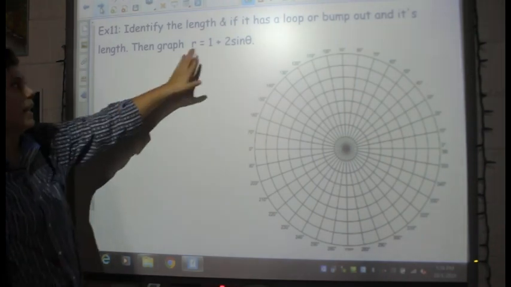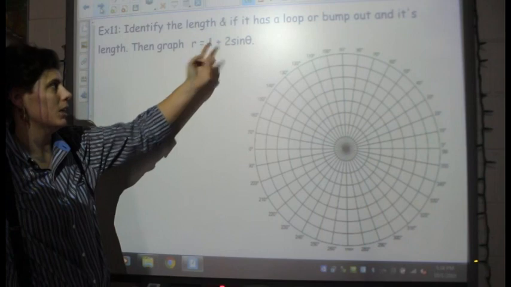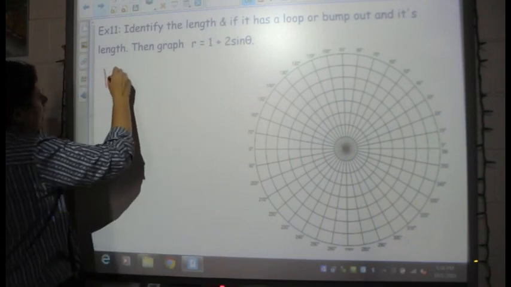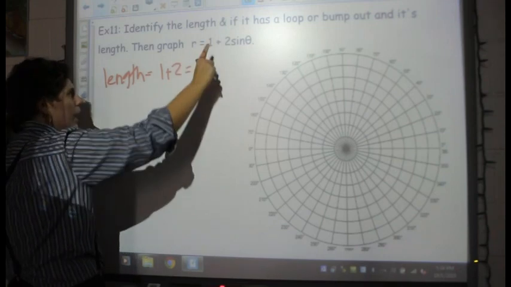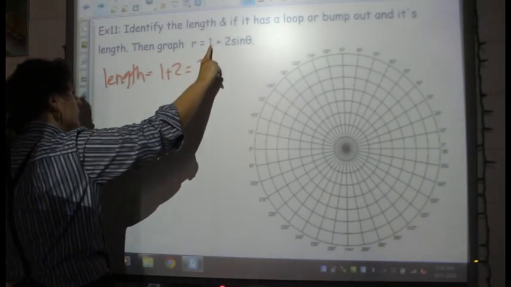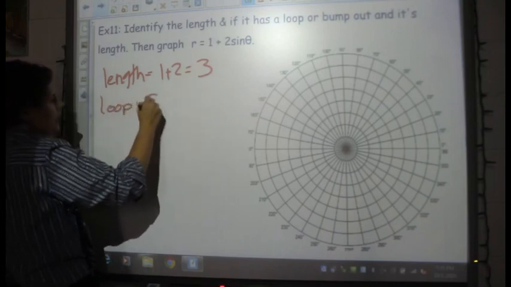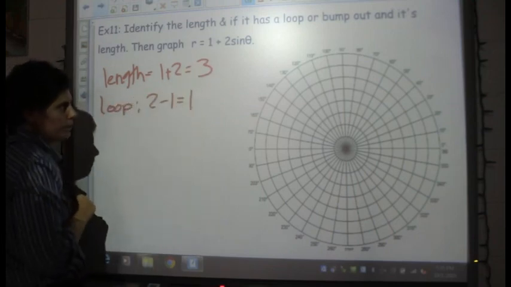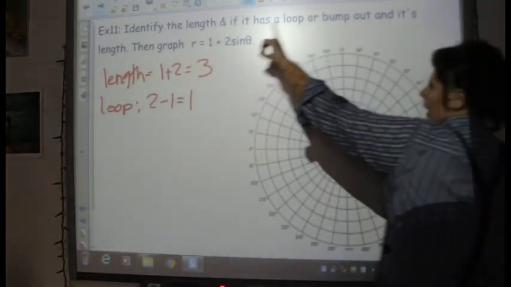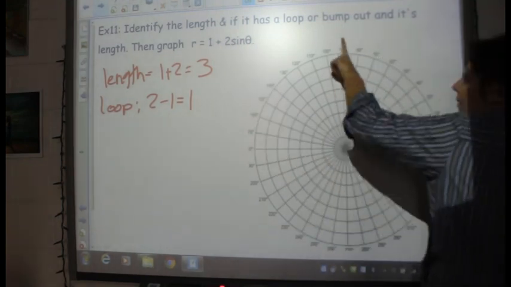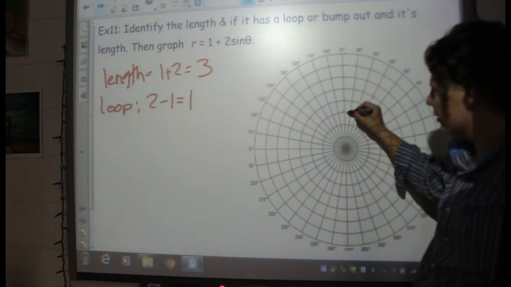Example number 11. Again, A is little. We have an A and a B value because they're different. That's what tells me it's a limacon. So the length is going to be 1 plus 2, which gives me that 3. I know it's a loop because the A value is smaller than the B value. So I know it's a loop, and it's going to have a length of 1 again. This time I have sine, so I'm going along the y-axis, and it's a positive sine, so I'm going in the positive y direction.